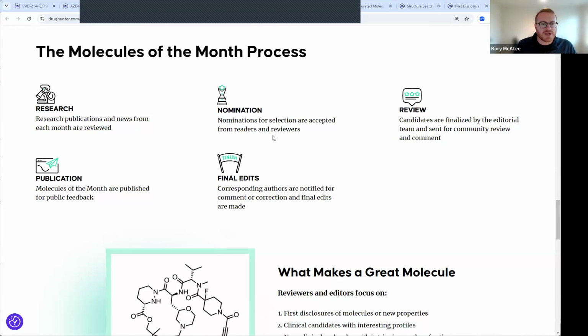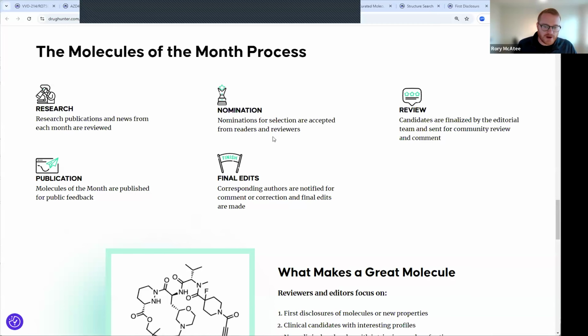Sometimes, for example, reviewers will say, hey, have you thought about this molecule? Did you consider this for your molecule of the month? Oftentimes we have. And then we can have an open dialogue about why we either selected that molecule or didn't. After that, we publish our final top 10 molecules, like we just did this morning. Once it's out in the public sphere, we receive feedback from the community on what they think.